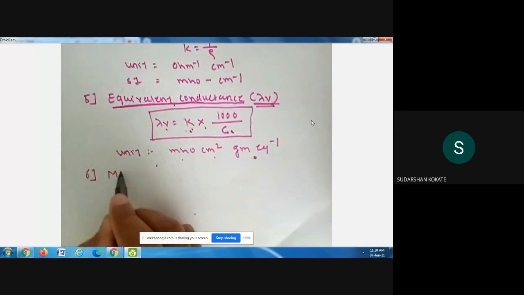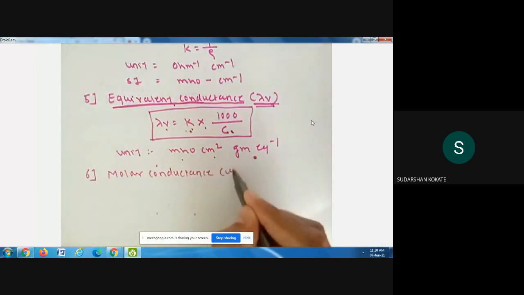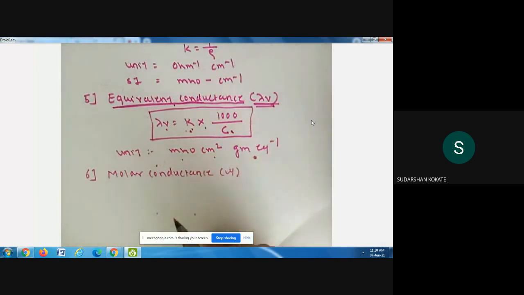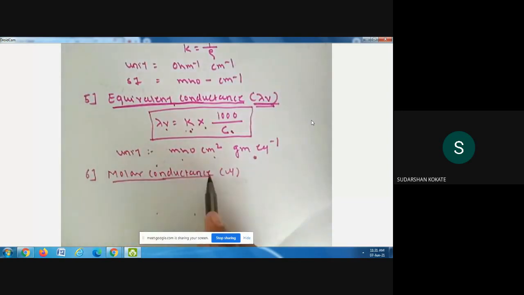Your molar conductance, right? This molar conductance is denoted by mu. You remember this one. So what is molar conductance? It is the conductance of a solution containing 1 mole of the electrolyte when placed between two large electrodes 1 centimeter apart.